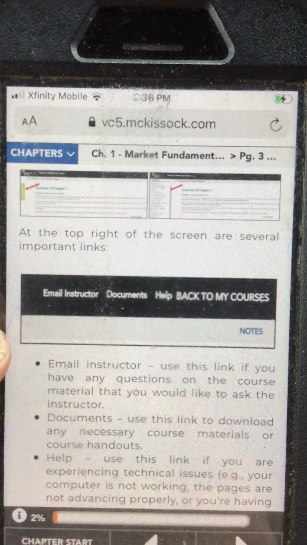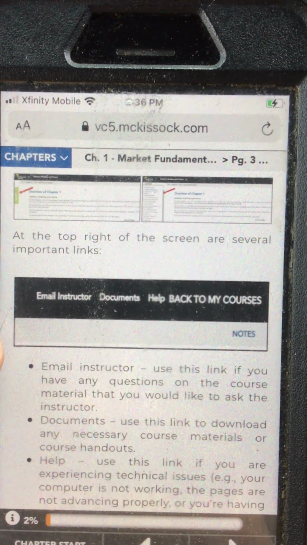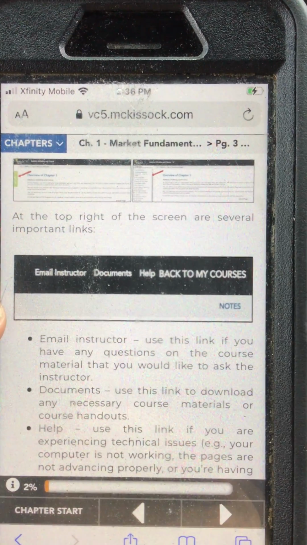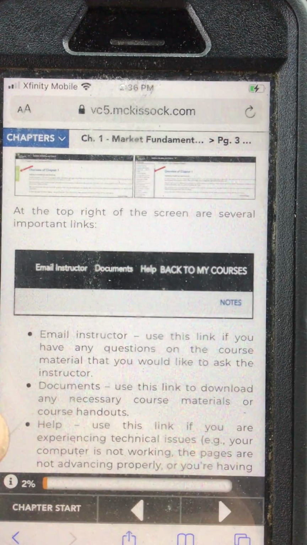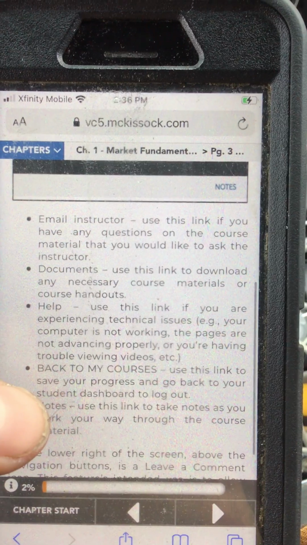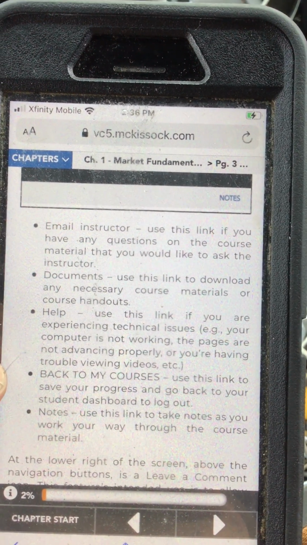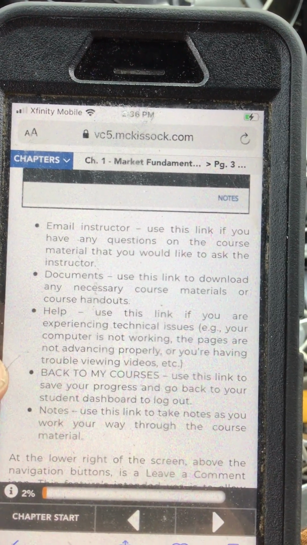At the top right of the screen are several important links. This shows email instructor, documents, help, back to my courses, and notes. Email instructor. Use this link if you have any questions on the course material that you would like to ask the instructor.